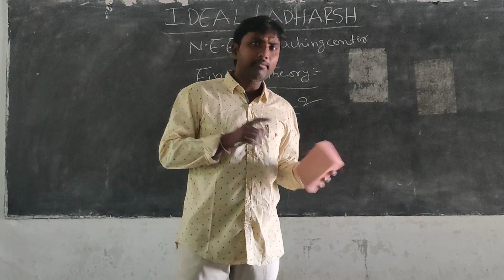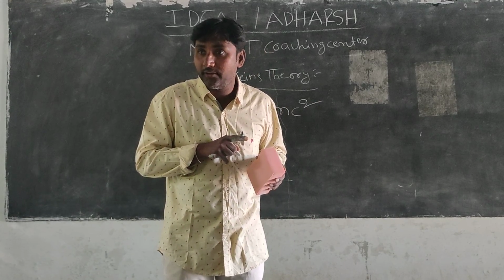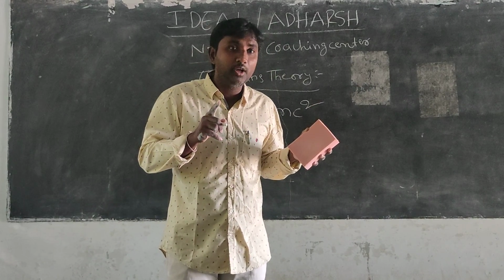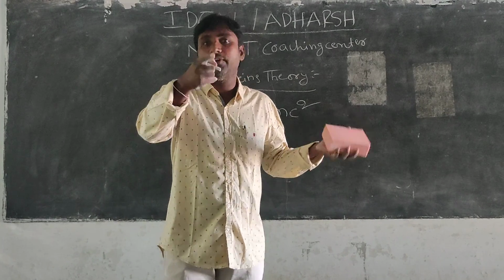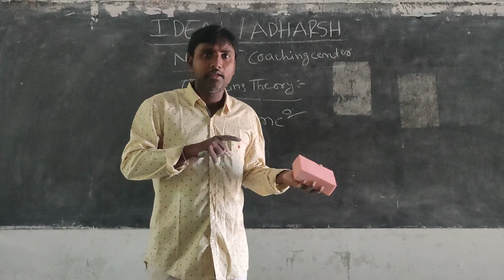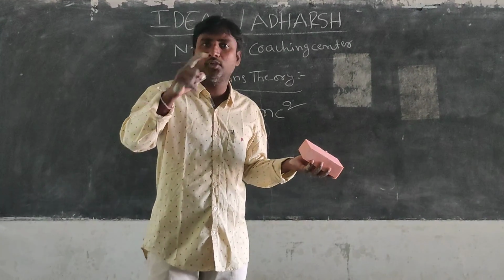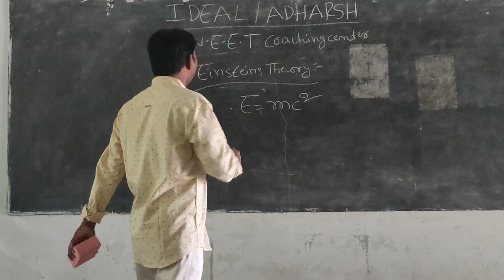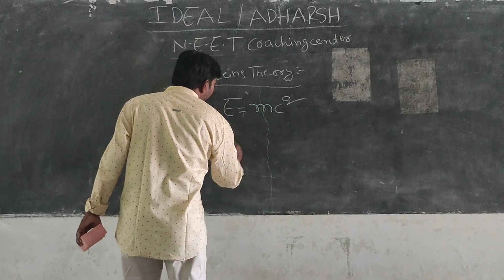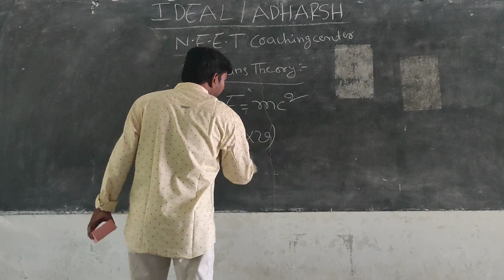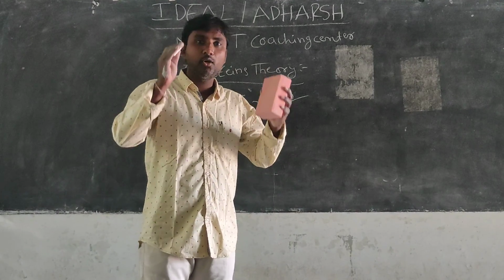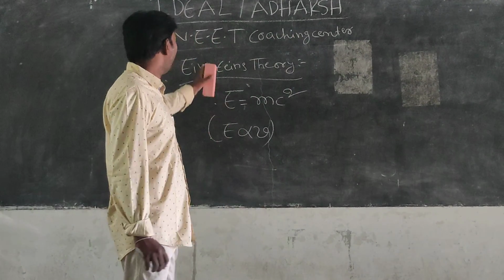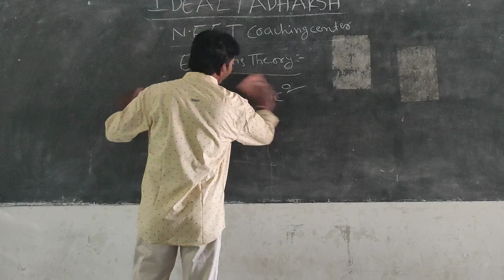Then Einstein also explains that the emission of radiant energy is directly proportional to frequency. Planck also explains the same: E directly proportional to nu. So Einstein also explained E directly proportional to nu. The radiant energy is directly proportional to frequency. Einstein explains the same thing.